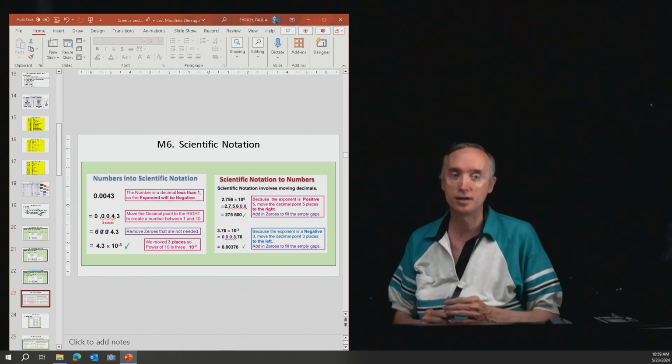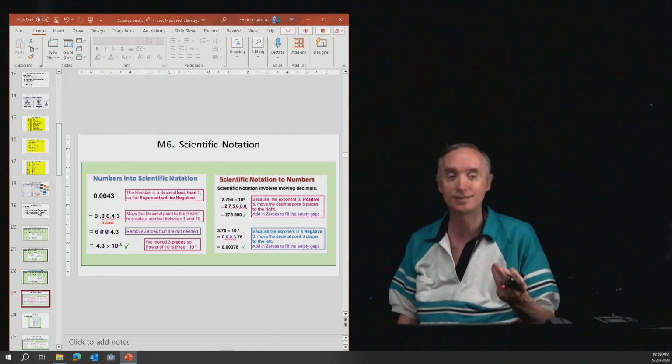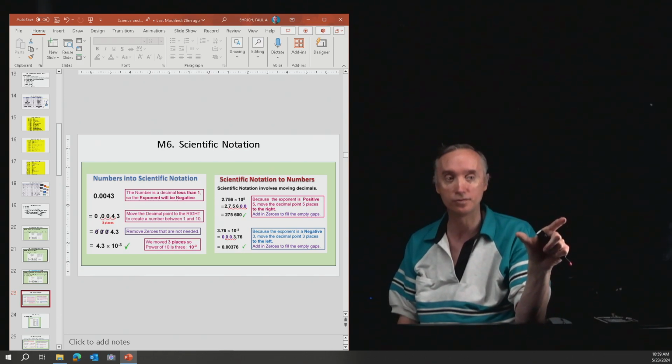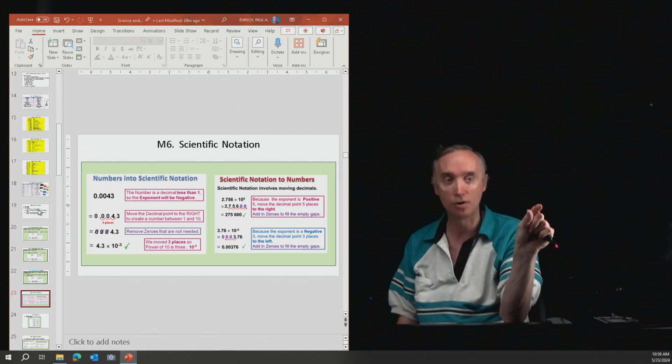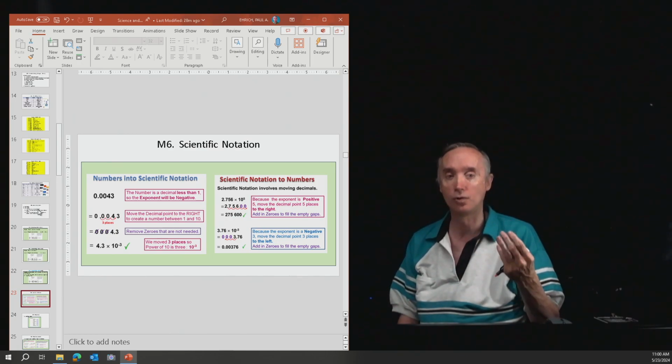Now, we've already done this by using the metric prefixes like centi and kilo. So those were ways of taking a number that had a whole bunch of zeros and then making it smaller by putting a metric prefix on it. But this is another way of doing it called scientific notation. Now there's going to be 4 different things that you need to be able to do with scientific notation.